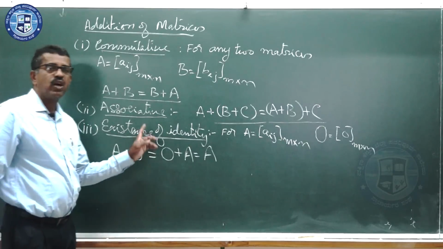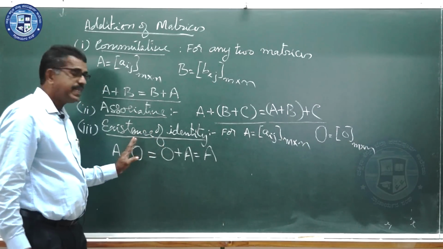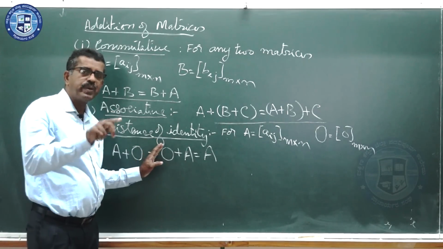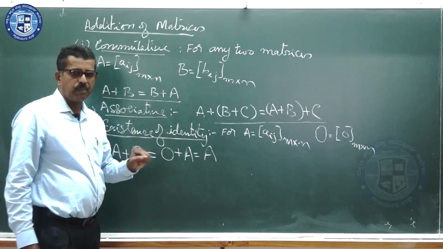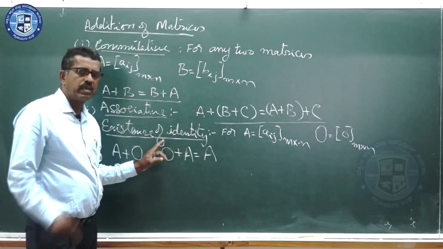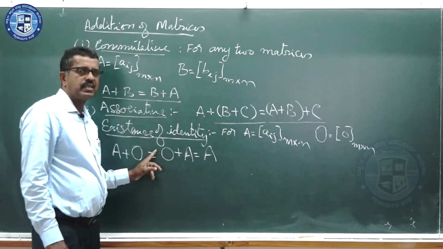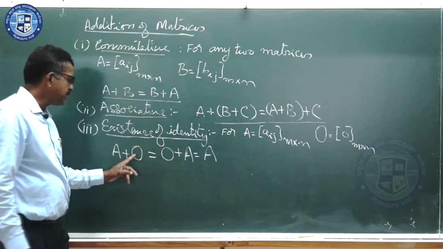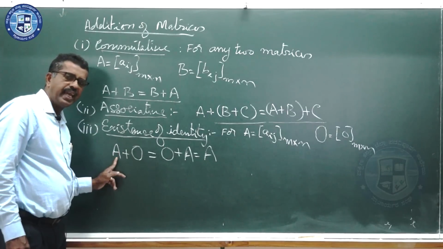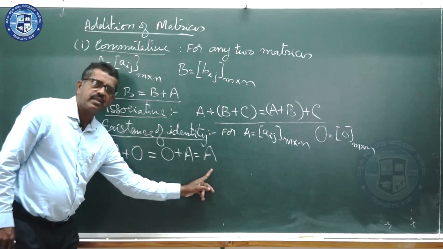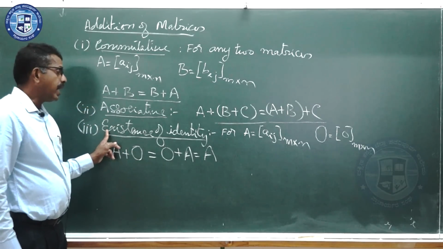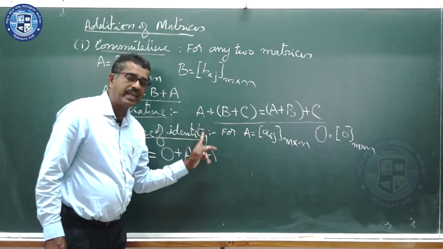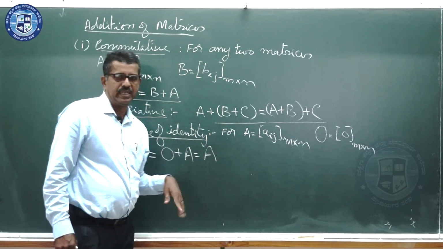In general, the meaning of identity means whenever you operate any element of a set with a particular element, if the element remains same, then that particular element is known as identity. Here what is that particular element? Adding with A gives you same matrix A, that is nothing but null matrix. That's why identity under addition of matrices will be the null matrix.